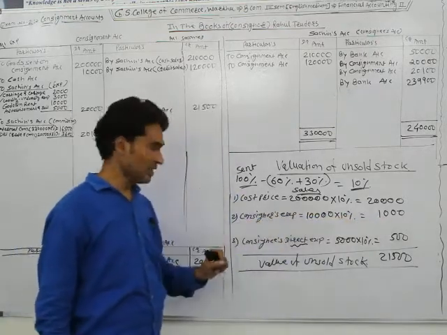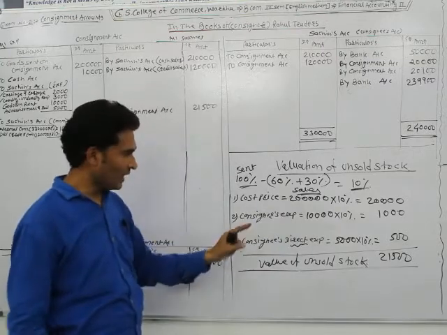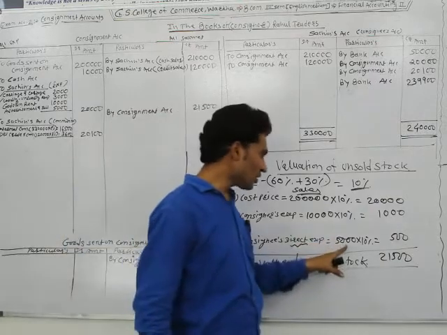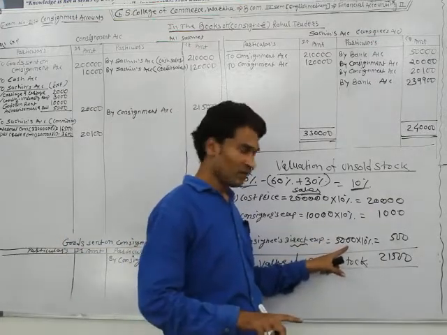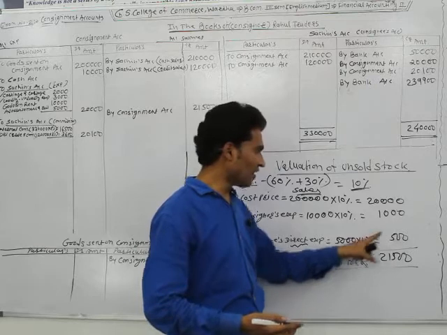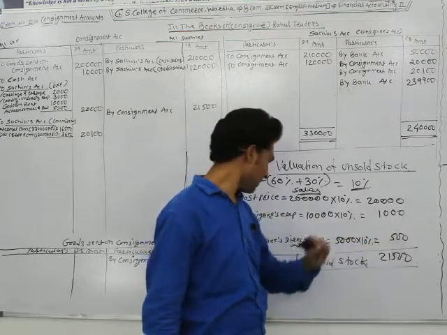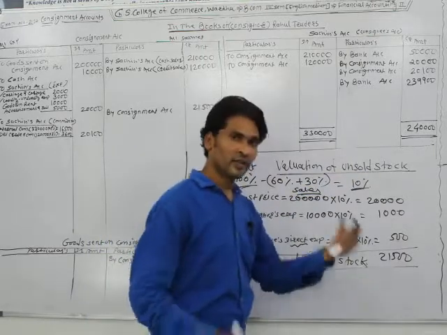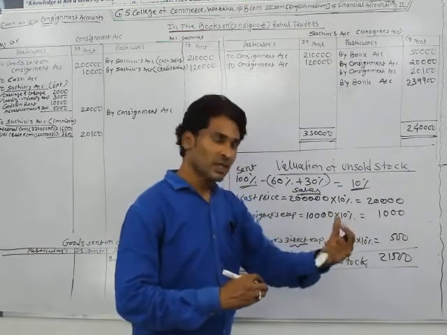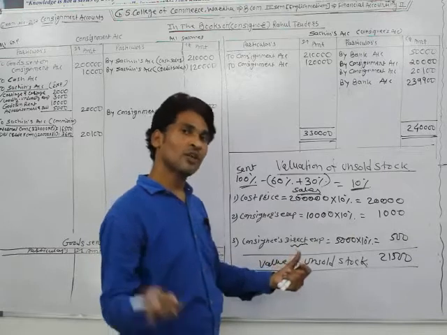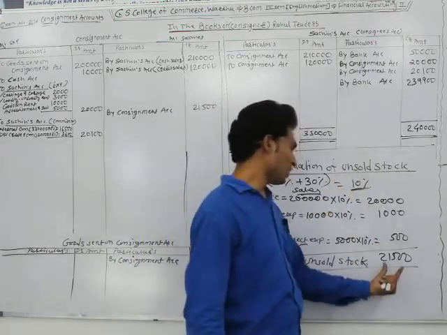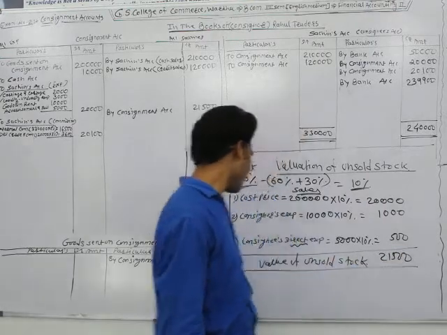Consignee's direct expenses are not included in the value of unsold stock, and direct expenses are never included in the value of unsold stock. So he just paid rupees 5,000 for direct expenses, and 10% of that is rupees 500. It means the total of these expenses is the cost, and cost means total expenses. We value unsold stock as per the cost price. So the total cost for that unsold stock is rupees 21,500.